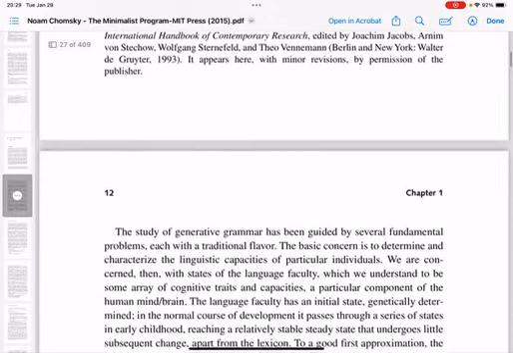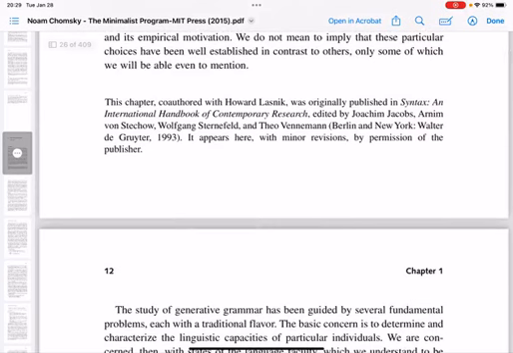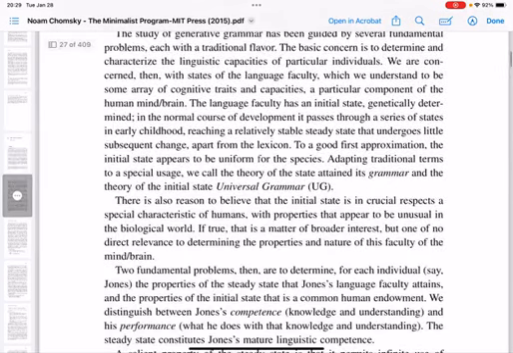Why the whole text is from Howard Lasnik. It's just a part of it. It's not gonna be the entire book.